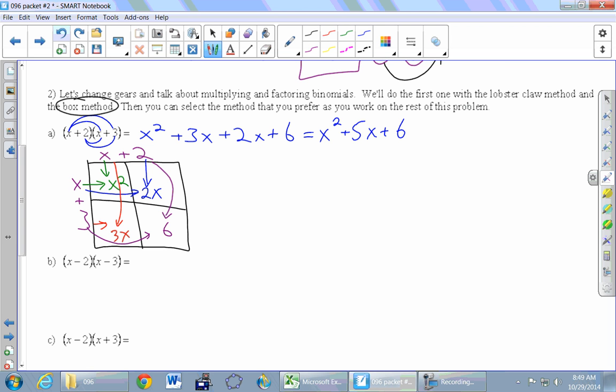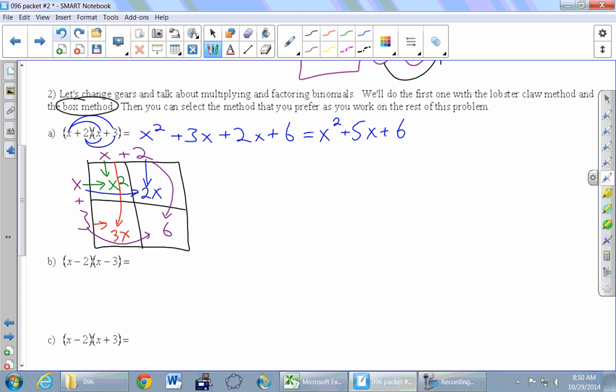And so you just write it the same exact way. I won't write it again. It would just be copying what's up there in blue. Okay? So you can choose either the box method or the lobster claw method. Or if you like the acronym FOIL, you can use that too.